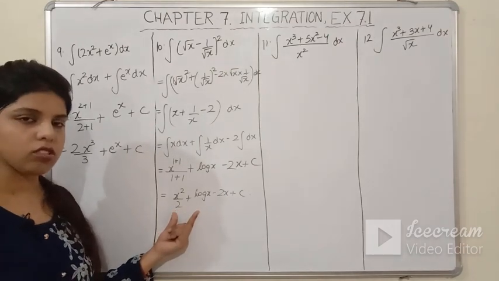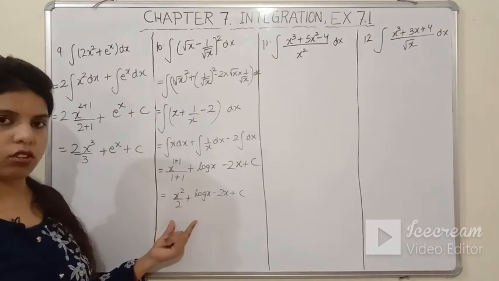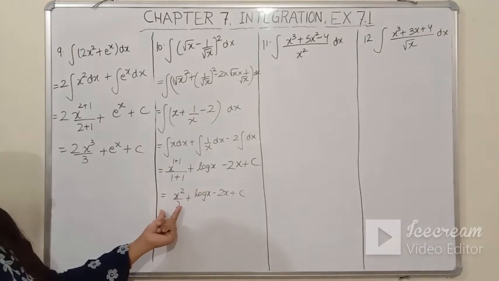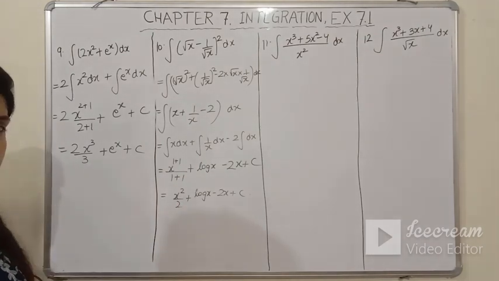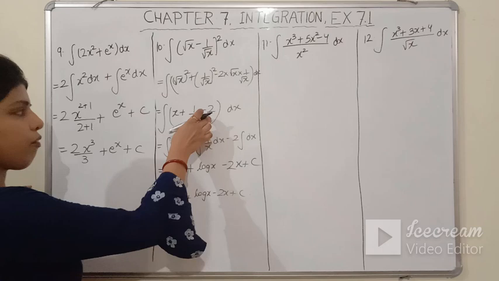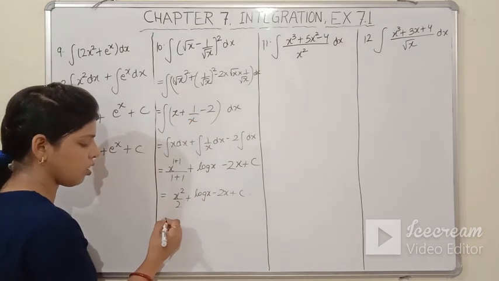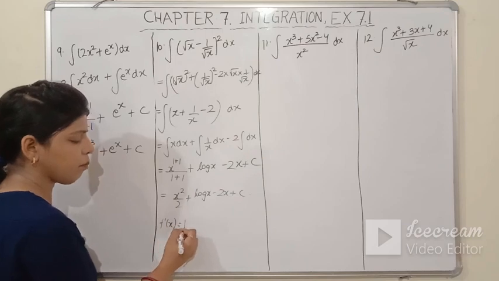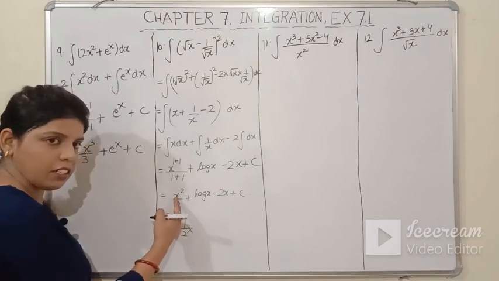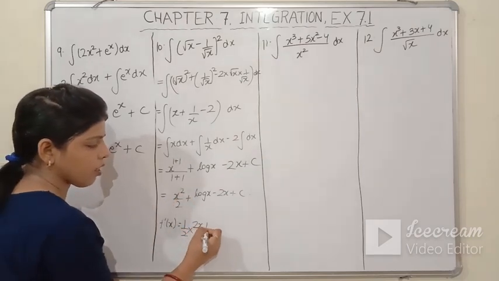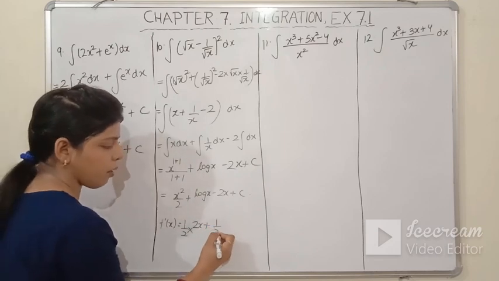Please remember here that if any student has any confusion regarding the solution, or you are not confident about your solution, then you can check your answer also by just doing the derivative of this function. If you will do the derivative of the function, you will get again the function here. Just see, if I will differentiate this function, again taking the derivative, 1 by 2 is a constant. The derivative of x square will be 2x. The derivative of log x will be 1 by x.